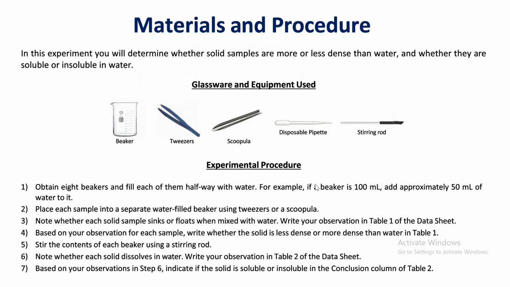So, sinks or floats: we're testing for density when mixed with water. We're going to write down the observations for table 1. So go to table 1 for the lab data sheet and we are going to fill it out. Based on our observation, we're going to write whether the solid is less dense or more dense than water. And now we're going to stir the contents and note whether each solid dissolves in water. That's for table 2. So table 1 will be for density and table 2 will be for solubility.